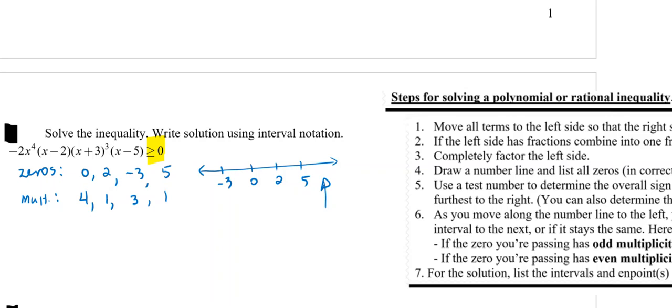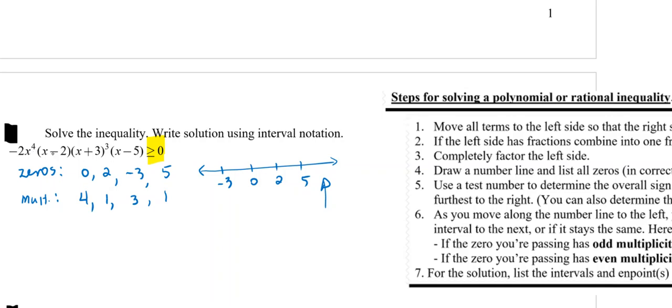Now, if you're afraid you might get the wrong answer for the leading term, you can just pick a test number, like 10 or something bigger than 5, and plug it into each factor. You're going to get a negative 2 times a positive, positive, positive, positive.